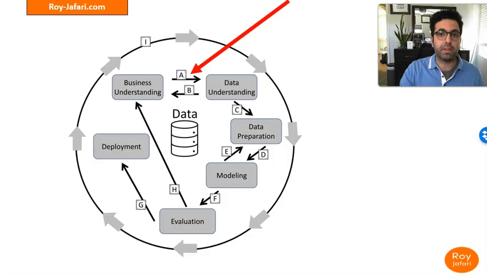In this video, after the recap of the previous videos, what we are going to focus on is the relationship between business understanding and data understanding. We can already see there are 2 types of interactions between these 2 sub-stages of CRISP-DM. We have influences from business understanding on data understanding, as shown by the A arrow, and influences from data understanding to business understanding, as shown by the B arrow. We want to focus on these 2 to understand them better.